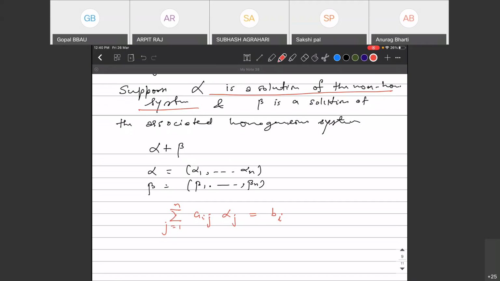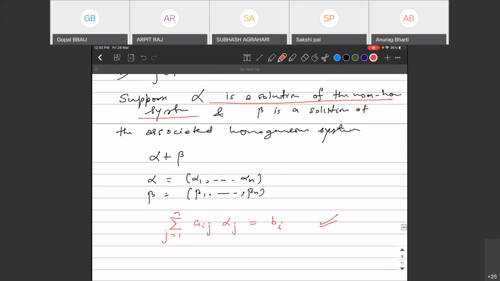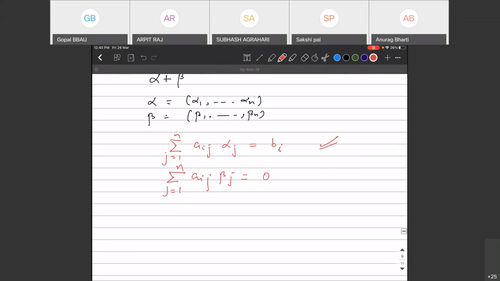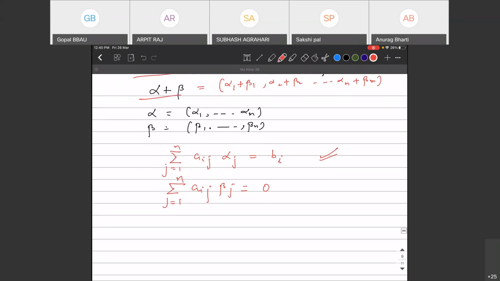So when alpha is a solution of the non-homogeneous system, we have this term. And we have also said that beta is a solution of the associated homogeneous system. This means we have summation j 1 to n aij beta j equal to 0. Correct? Now what is alpha plus beta? Alpha plus beta is alpha 1 plus beta 1, alpha 2 plus beta 2, and so on, alpha n plus beta n.